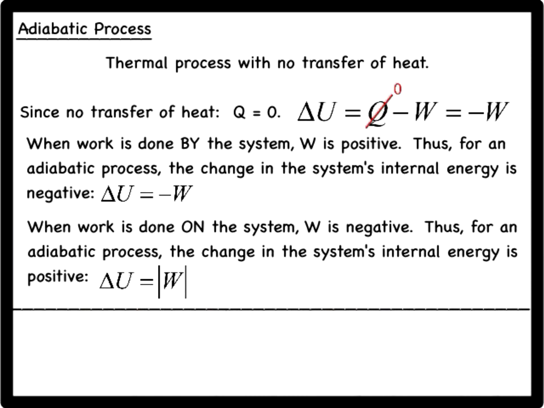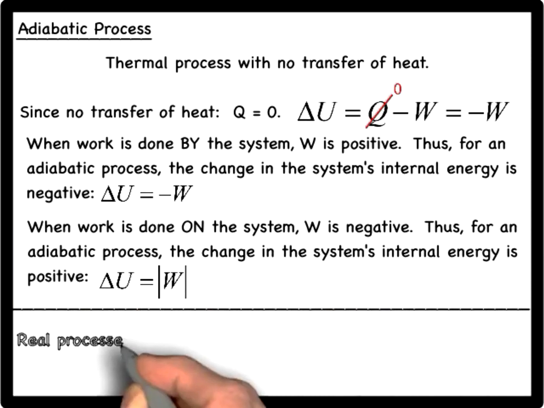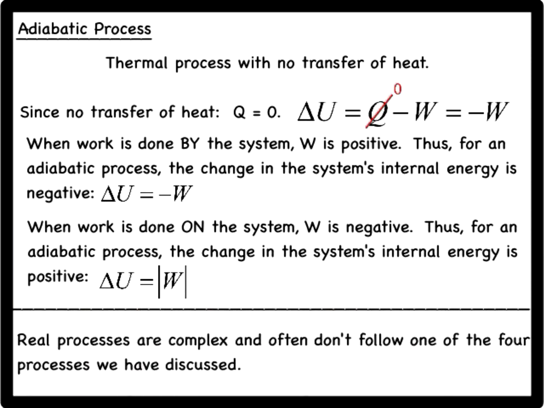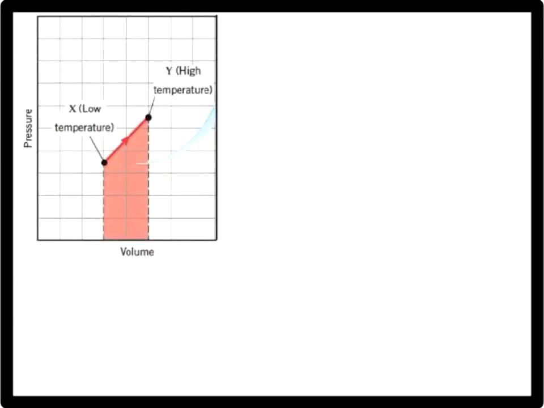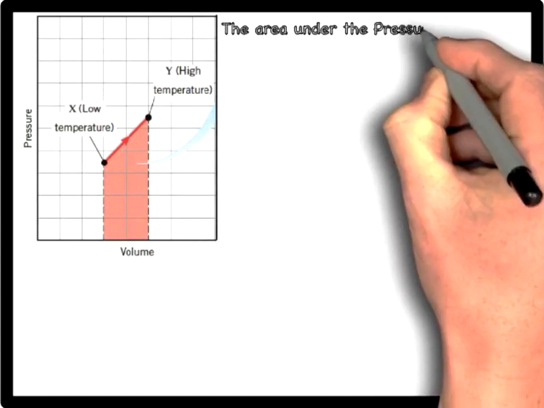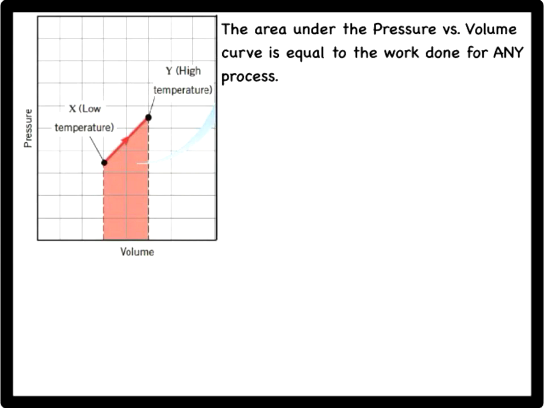As a final note in this section, we should mention that real processes may be complex, and that they don't exactly follow one of the four processes we have discussed above. For example, this figure shows a process for a gas in which the pressure, volume, and temperature are changed along the straight line from x to y. Using integral calculus, it is possible to show that the area under the pressure versus volume curve is equal to the work done for any kind of process. In the graph shown, the work done is depicted by the shaded region.